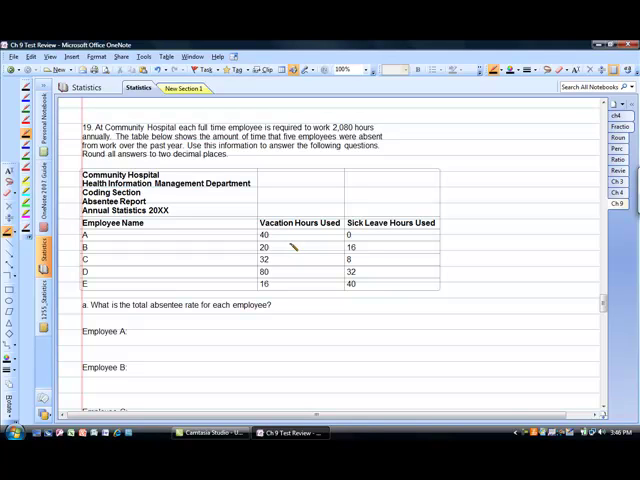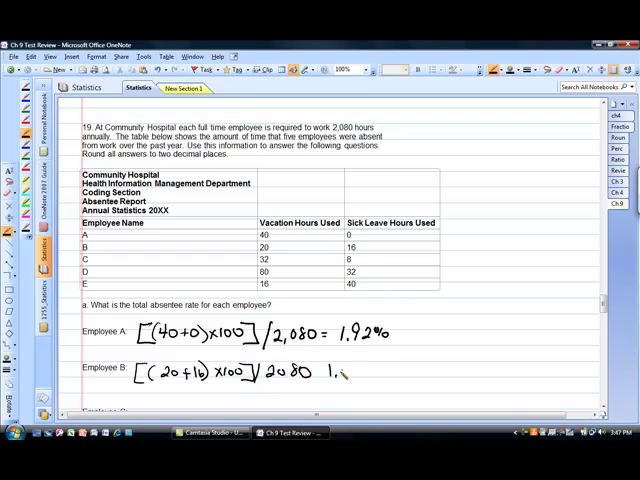Employee A, we have 40 vacation hours that were used. We're going to set this up as follows. We have 0 sick days. We're going to multiply that by 100, and then divide that by our 2,080, and that gives us 1.92%. Okay, the next one, with 20 vacation hours used, we have 16 days of sick leave. Divide that by 2080, we get 1.73%.